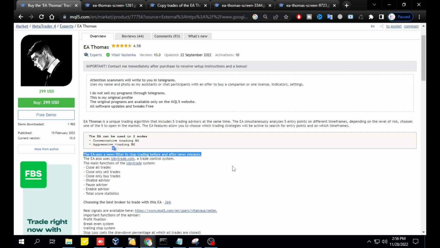This Forex expert advisor already uses the news stop trading filter before and after news releases. Control of the trading system used is integrated with the LoNiTrade.com domain. The features of LoNiTrade.com have the following system: close all trades, close only sell trades, close only buy trades, disable expert advisors, pause expert advisors, enable expert advisors, total score statistics.